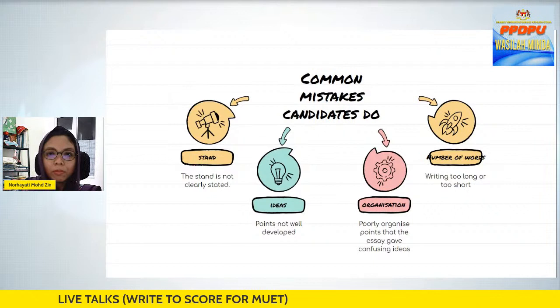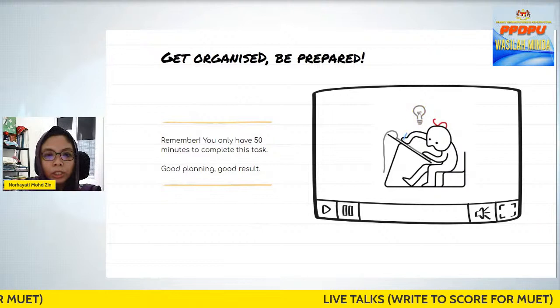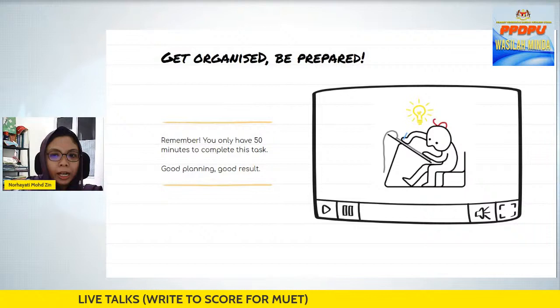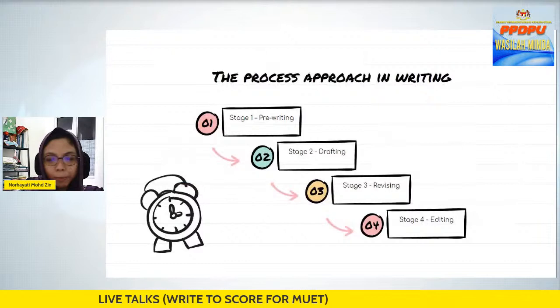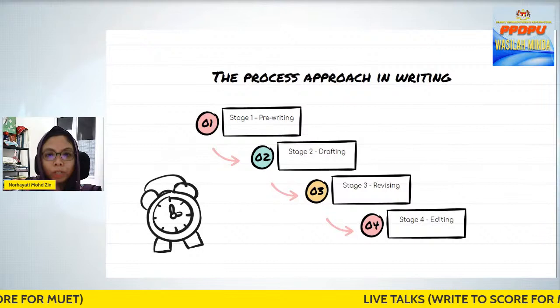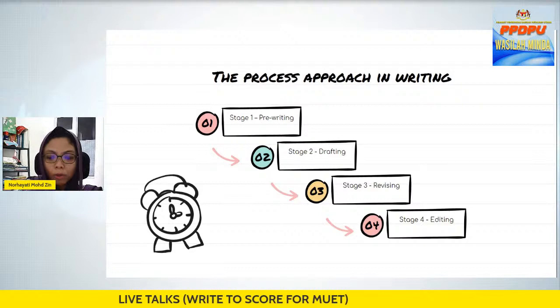Okay, now remember, you need to plan 15 minutes. Now I'm going to go to the approach of how to write. And you will see I have allocated time for each stage. Okay, so basically there are four stages. Stage one, pre-writing. Stage two, we're going to draft. Stage three, revising. And stage four, editing. Okay, so I'm going to show you now in my slide the time allocation.